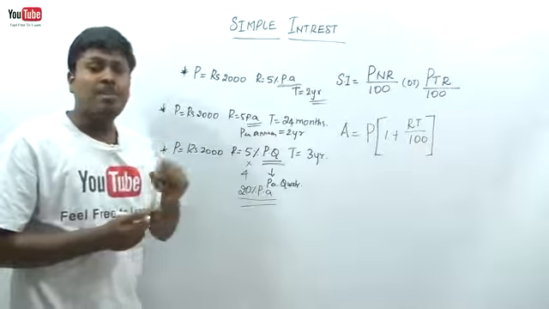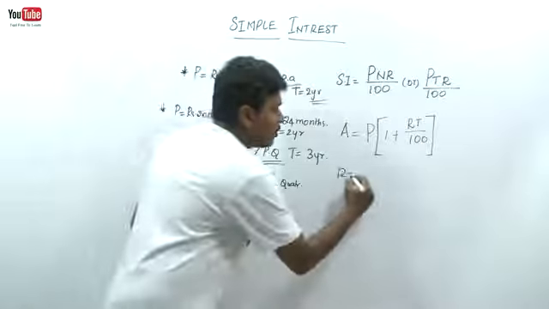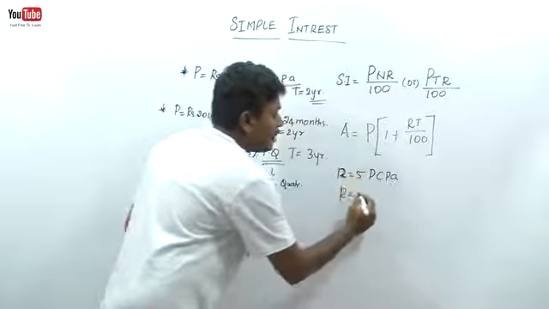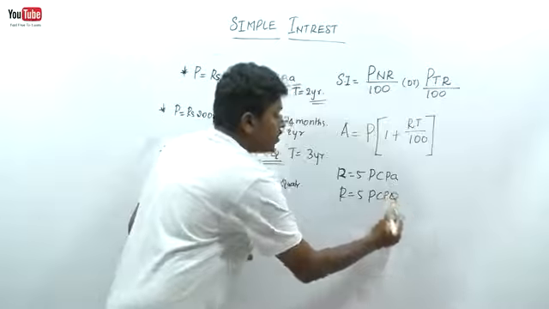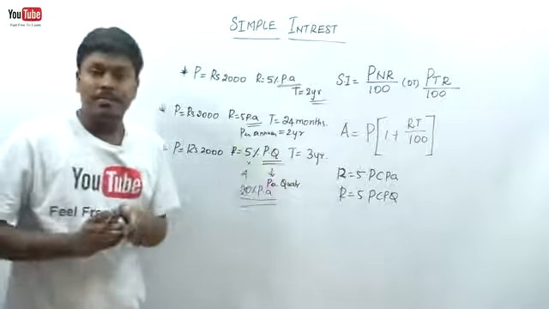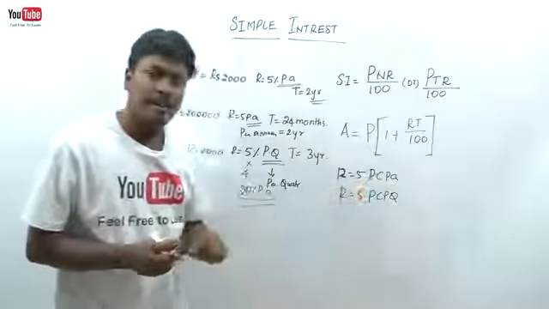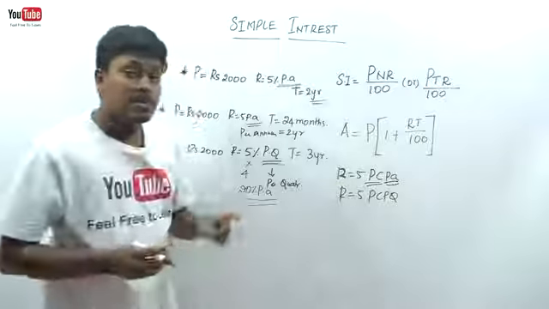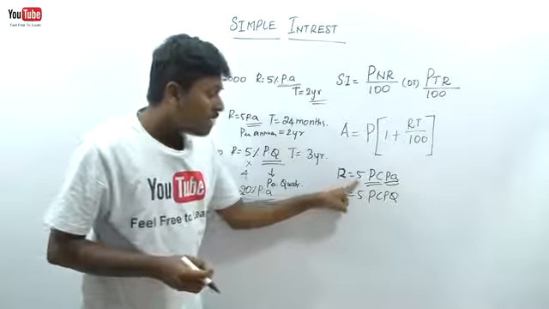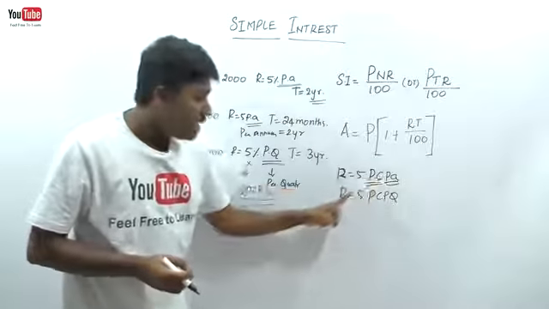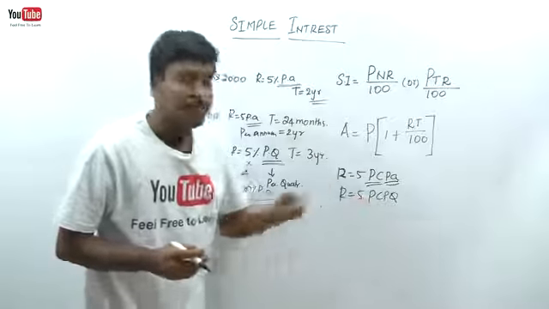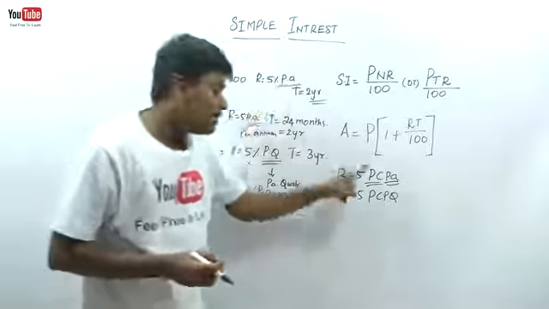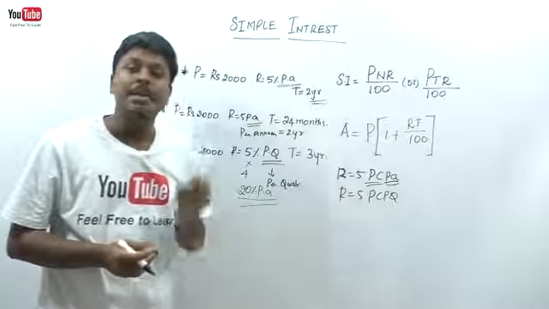Another thing where students will get confused is R equal to 5 PCPA and R equal to 5 PCPQ. These are the 2 lines where students will get confused. What is the meaning of PCPA? PC is percentage, PA is per annum. So they are saying that R equal to 5% per annum. Here R equal to 5% per quarter. Understood, friends? The symbol is called percentage, and in some cases they will write PCPA, that is percentage per annum.